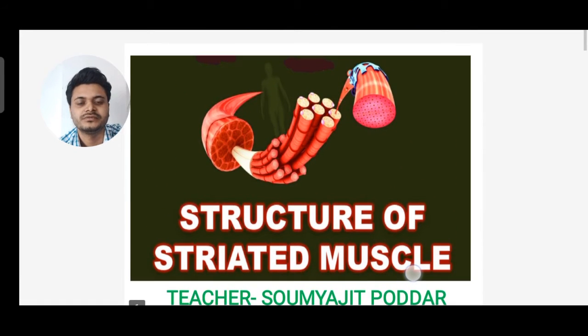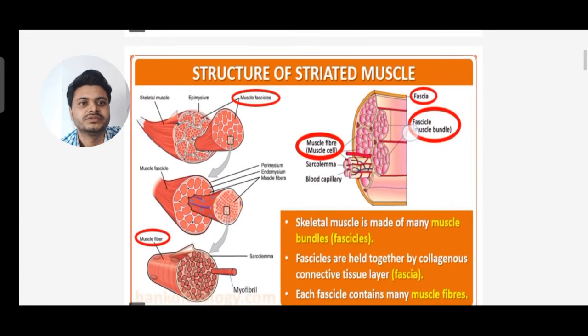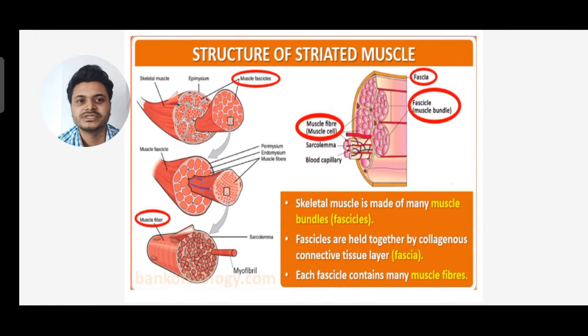You can see the picture very nicely given. In the structure of striated muscle, skeletal muscle is made up of many muscle bundles, that is fascicles. Fascicles are held together by a collagenous connective tissue layer, that is fascia. Each fascicle contains many muscle fibers.